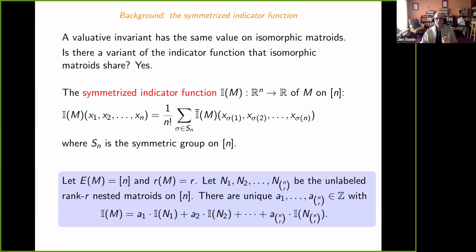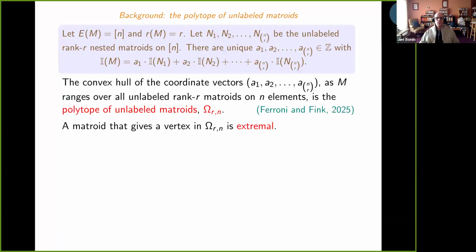So there are fewer matroids, fewer unlabeled matroids, of course. But you still get the same collection of coefficients. All right, so that leads to this polytope of unlabeled matroids, because with each matroid, you then get this n plus r tuple of integer coefficients. And you can just take that point for every matroid, take the collection of them, take their convex hull. That is the polytope of unlabeled matroids.